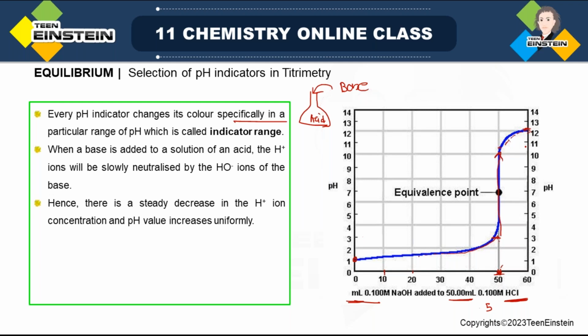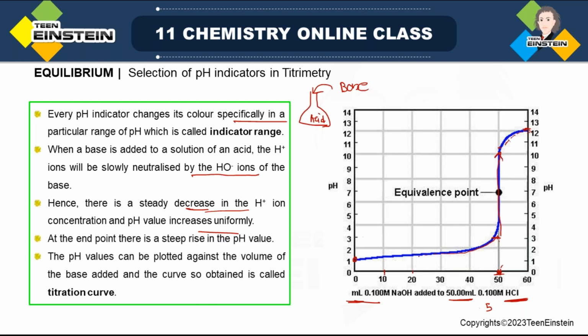So when you are adding base dropwise to the conical where you have taken HCl, the H plus will be slowly neutralized by the HO minus that you are adding. So there will be a steady decrease in the H plus ion concentration. That means the pH value will increase uniformly. Now at the end point there is a steep rise. It is very drastic, a steep rise in the pH value.